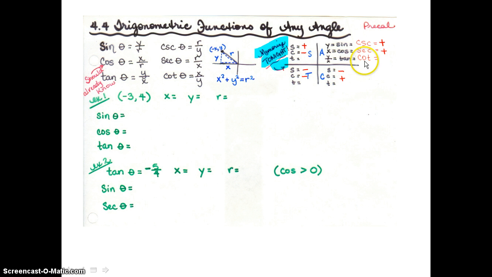To find tangent and cotangent, we take our y value and divide it by our x value. So we can say, okay, let's take a positive and divide it by a positive. That would be a positive. Second quadrant, positive divided by negative would be a negative. Third quadrant, negative divided by negative would be a positive. Fourth quadrant, negative divided by a positive would be a negative. So it doesn't take us very long to build this entire chart.